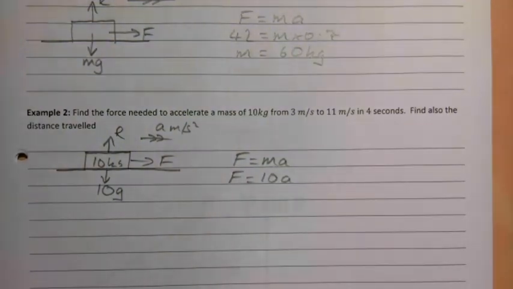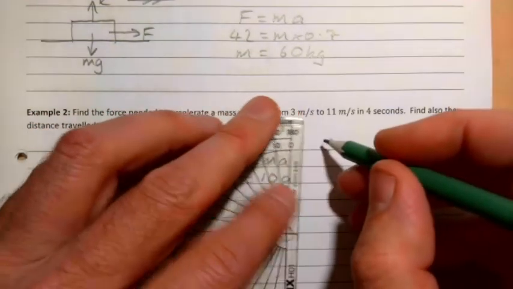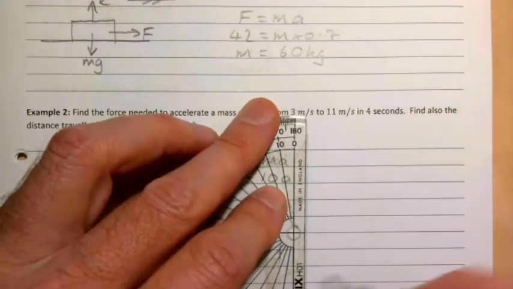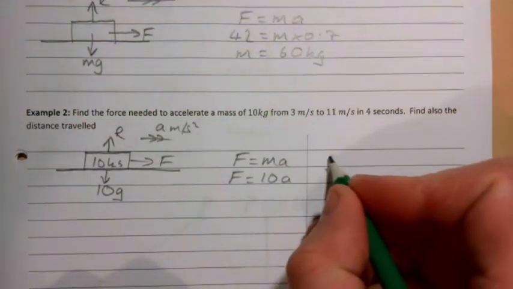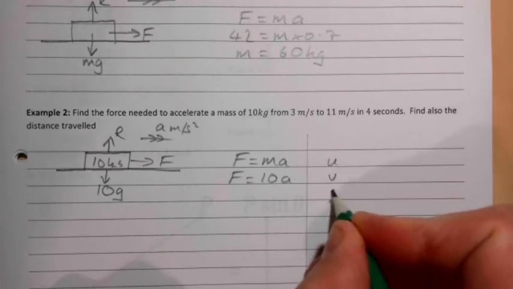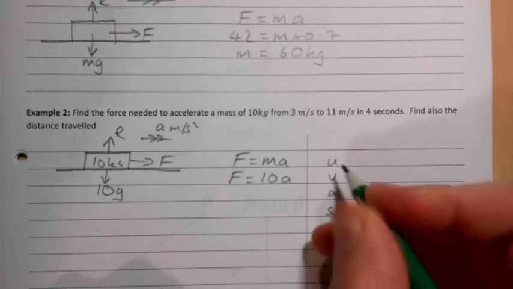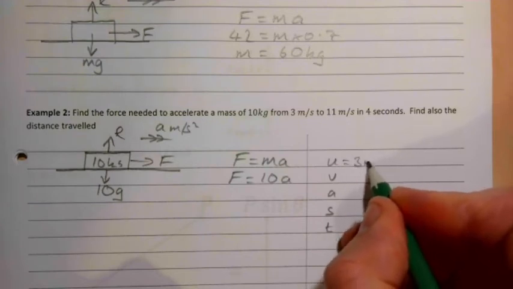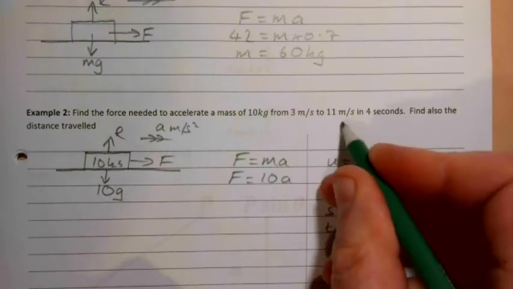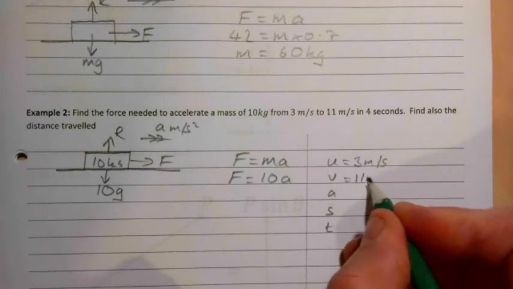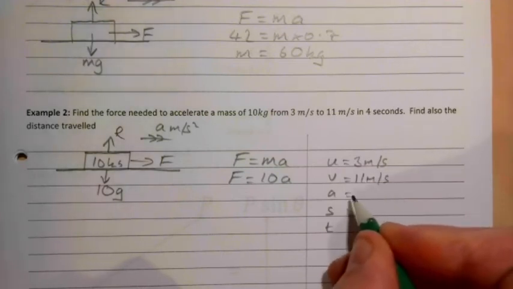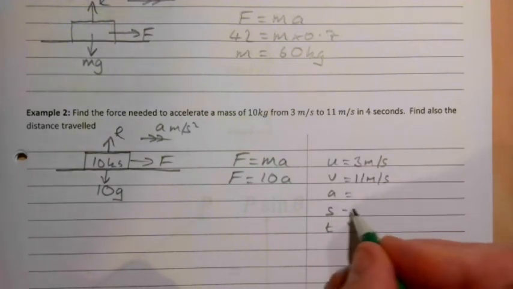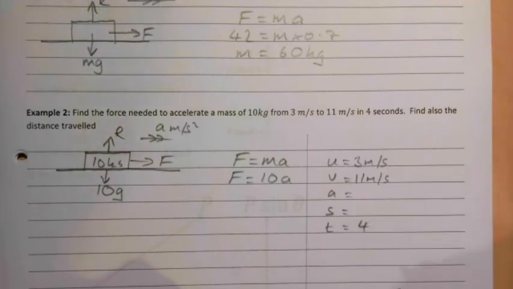Okay, so let's find out what we know then. Let's see if we can work out our a. U, V, a, s, and t. U is 3 meters per second. Our v is 11 meters per second. The acceleration we're trying to work out, we don't know, and the time then is 4 seconds.